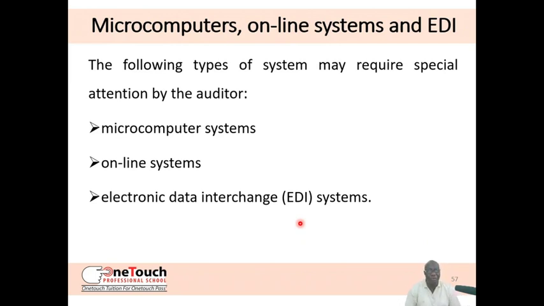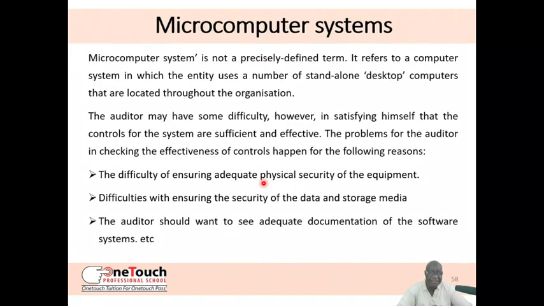Now, you have microcomputers, online systems, and EDI, that's electronic data interchange, which you need to know one after the other. The following types of system may require special attention by the auditor. So you, the auditor, must also know what is a microcomputer system, the online system, and electronic data interchange. These are things that you have to know if your client is operating ICT.